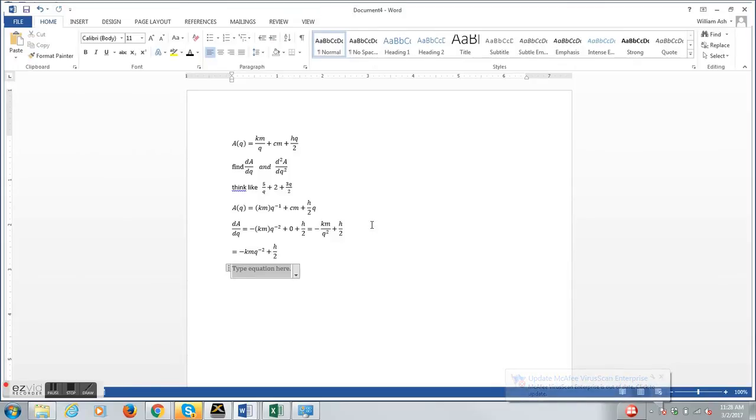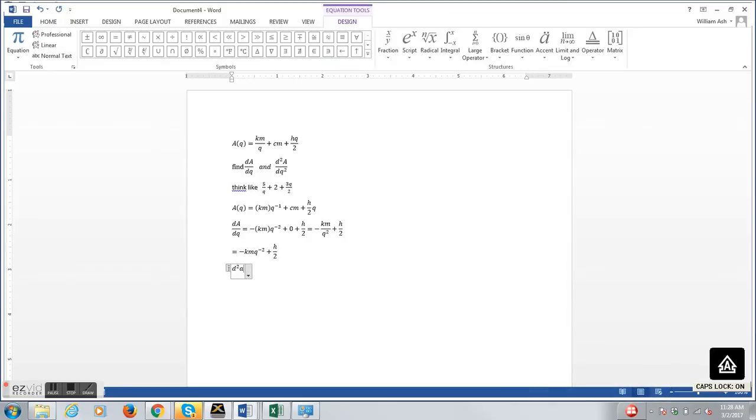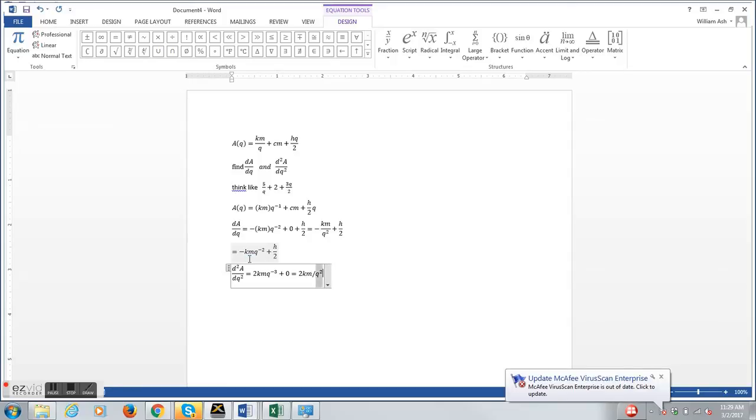So it's going to make my second derivative, d squared A divided by dq squared, equal to, right, the negative 2 comes down, and I get 2km q to the negative 2 minus 1, which is q to the negative 3. And then h over 2 is just a constant, so plus 0. And I'm just going to write that as 2km divided by q cubed.